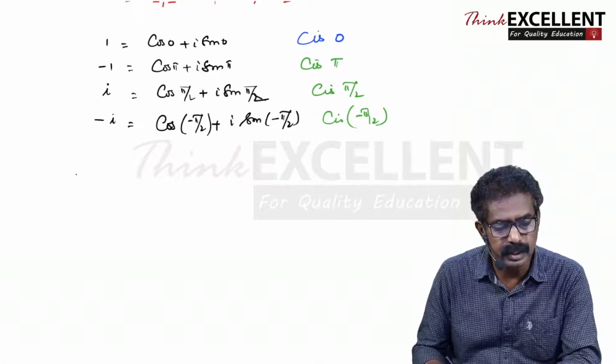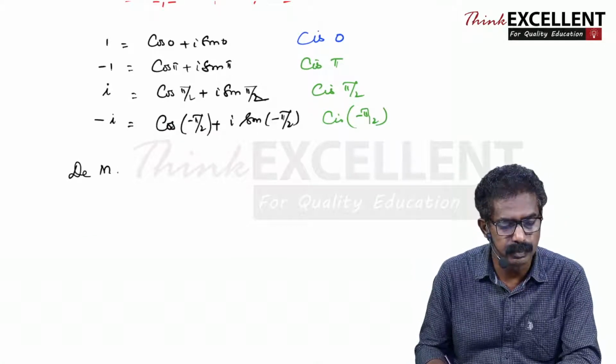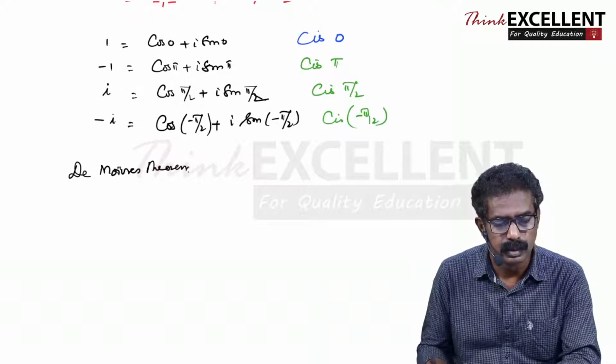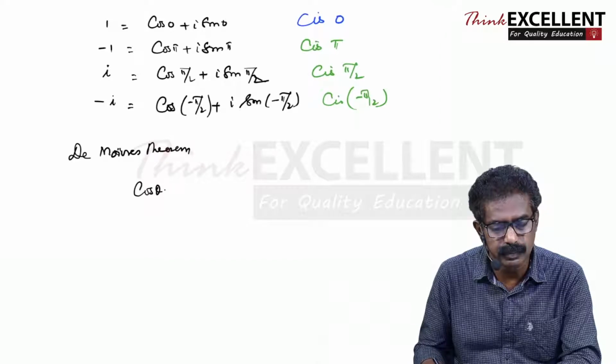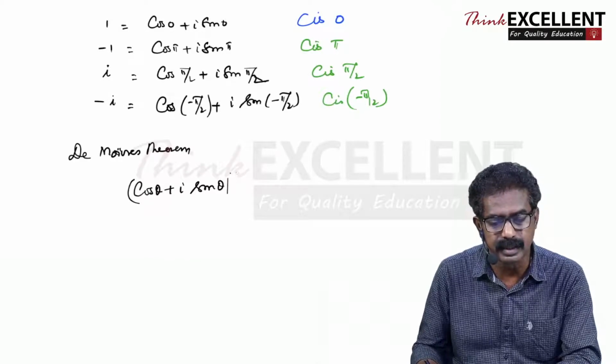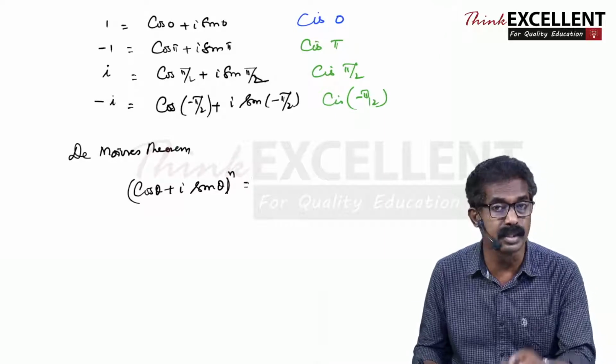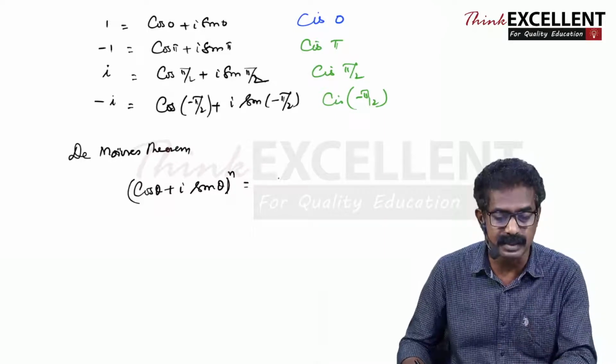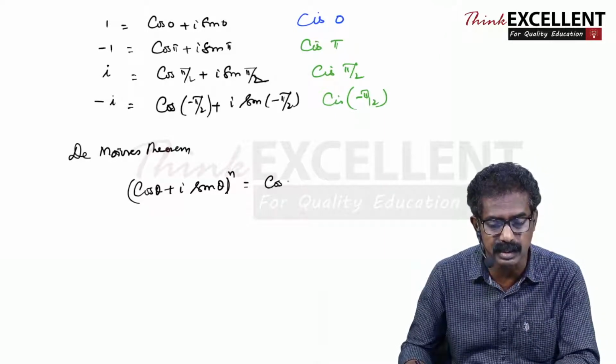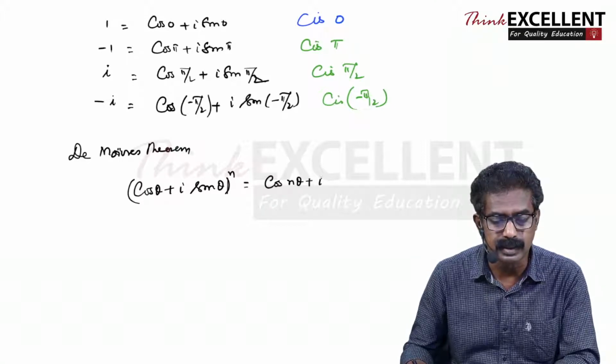Then the next one you need is De Moivre's theorem. That is, cos theta plus I sin theta, the whole raised to n. It should be in that form, cos theta plus I sin theta. Raised to n, it can be written as cos n theta plus I sin n theta. That you remember.